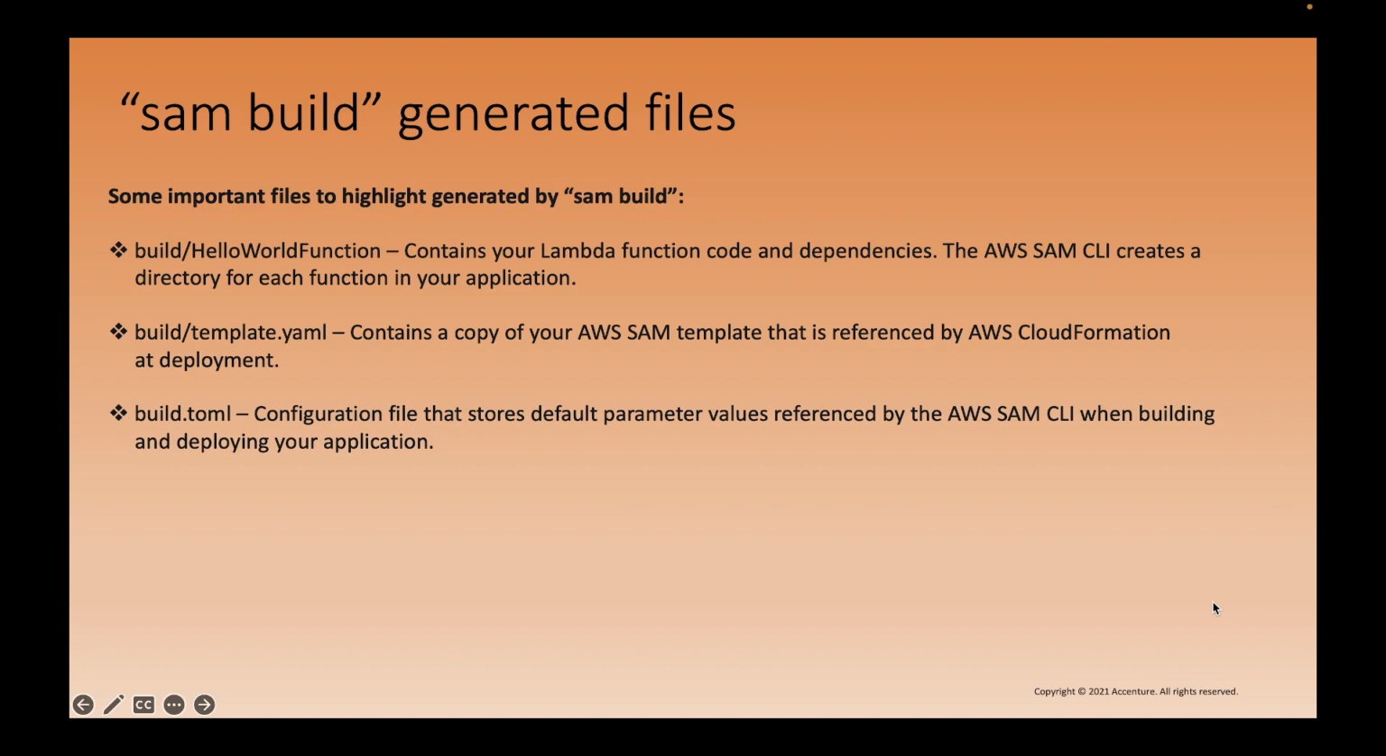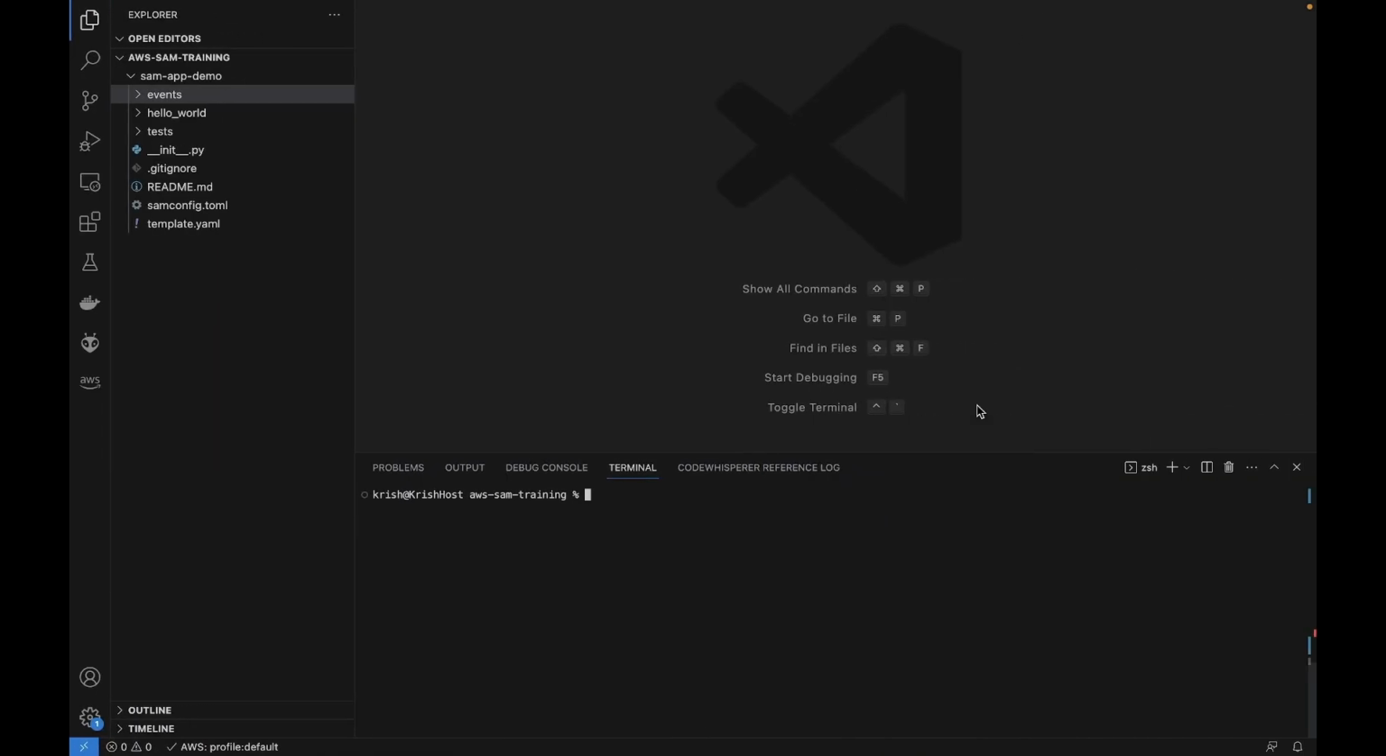Next command we're going to run is SAM build. It builds the project and creates artifacts for the deployment. Let's go ahead and run SAM build from the terminal. SAM build.